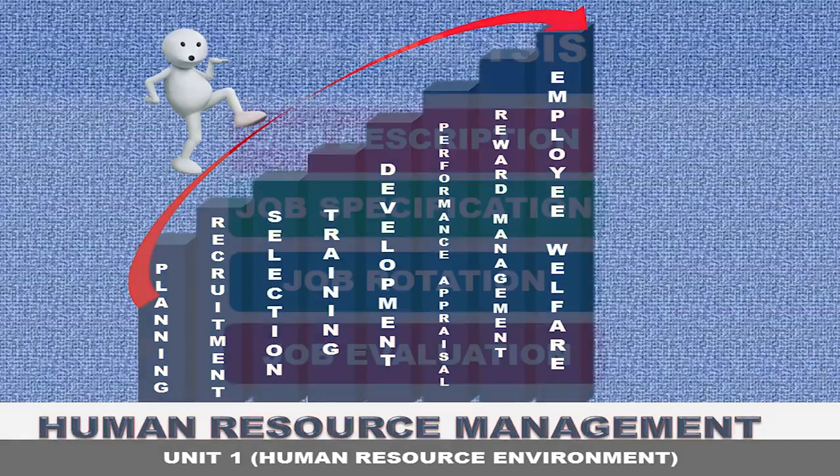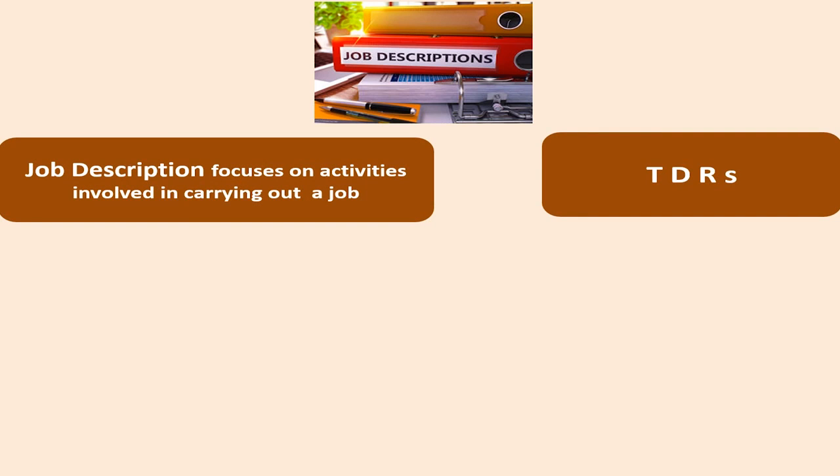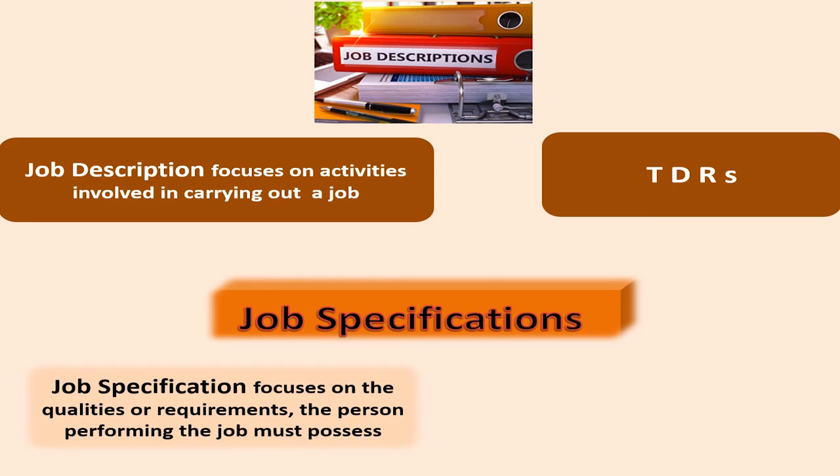Hello. The job description focuses on the activities involved in carrying out a job. But a job specification looks at the qualities or requirements the person performing the job must possess. Job specification is a list of the knowledge, skills, abilities, and other characteristics, that is KSAOs, that an individual must have to perform the job.